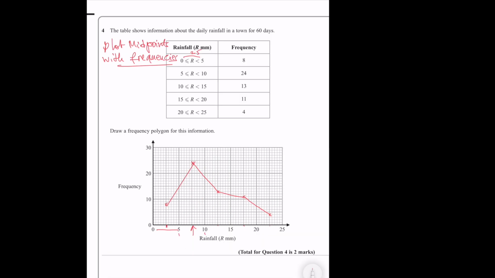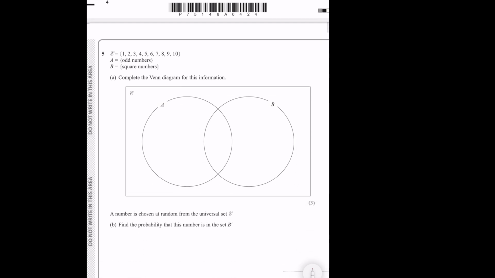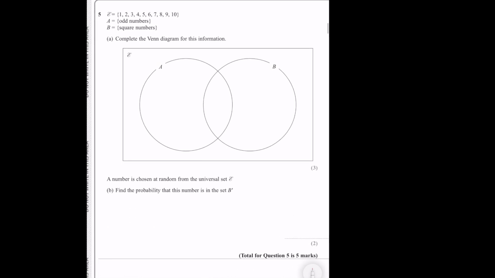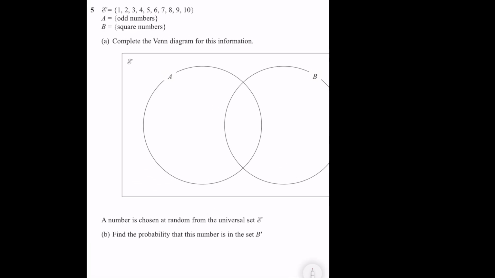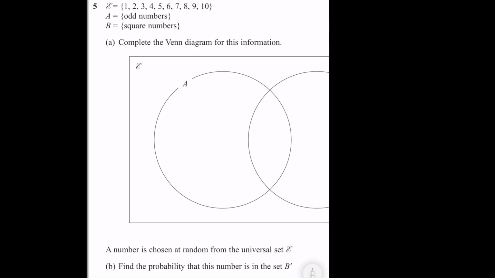Okay, then let's move on to question 5. It's about Venn diagrams. Okay, so let's read the question. So the universal group is from 1 to 10. Group A is odd numbers. Group B is square numbers. In my opinion, it's always worth it and it's very good to work out and find the numbers in each group before you start answering the question.